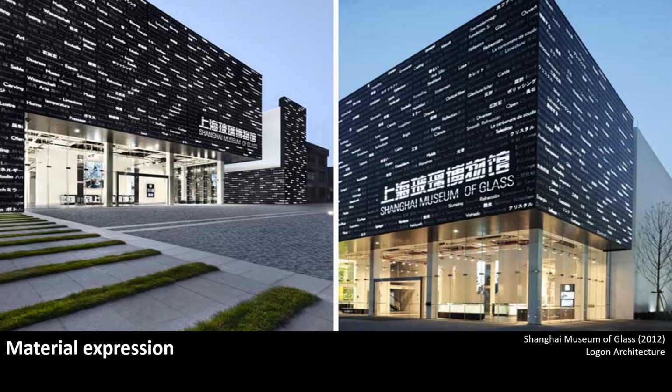For example, let's look at the Shanghai Museum of Glass, where they used a series of back-painted glass, which is stenciled out black, and the letters are allowed to shine through white, and the words themselves fade in and out, creating a pleasant animation across the facade.